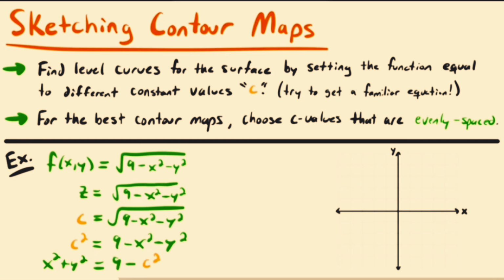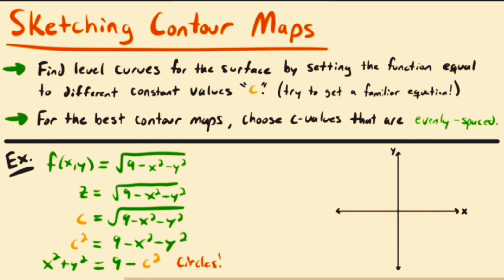Okay, remember, c is just a constant, so what's going to happen over here is you're going to plug in some value for c, square it, and subtract it from 9, and you'll just have some constant equal to x squared plus y squared. That is the equation of a circle. All right, so what this tells us is the different level curves that we're going to get, they are going to be circles that just have different values for the radius. All right, our level curves are circles.